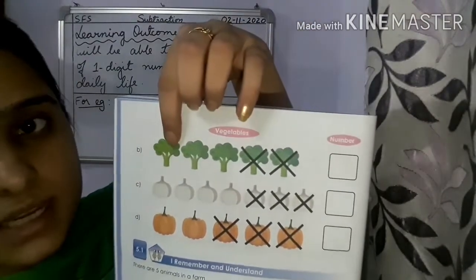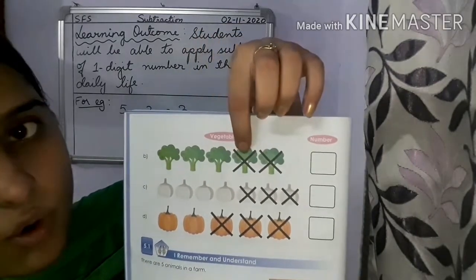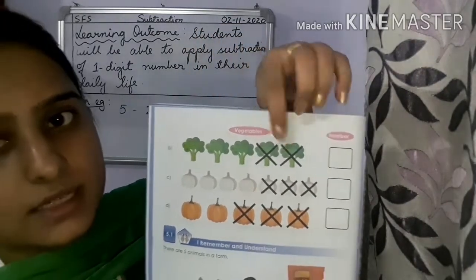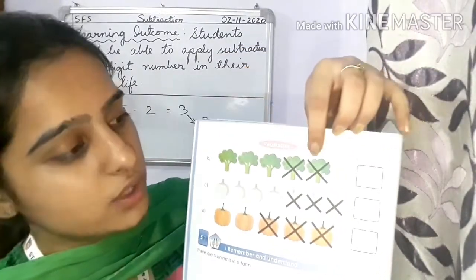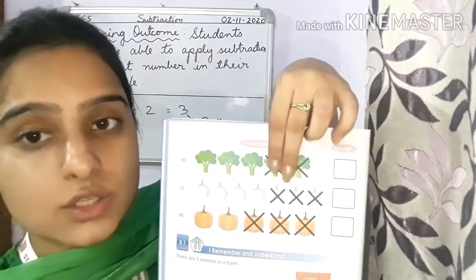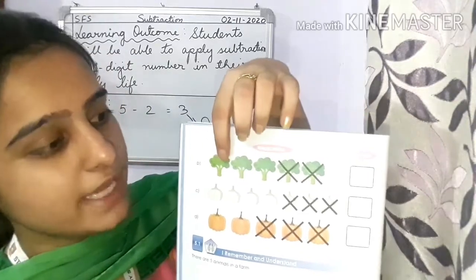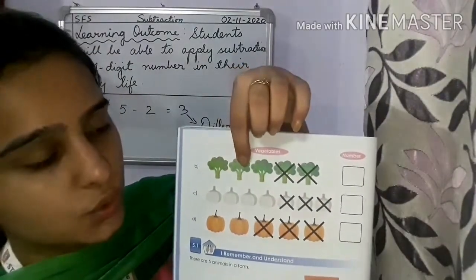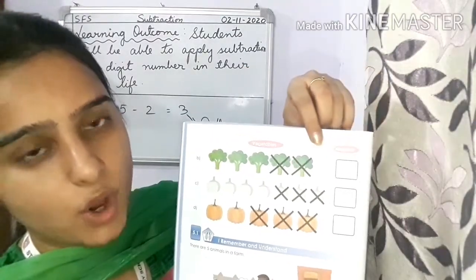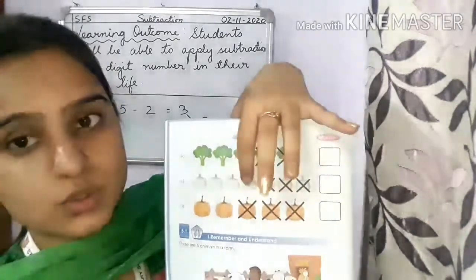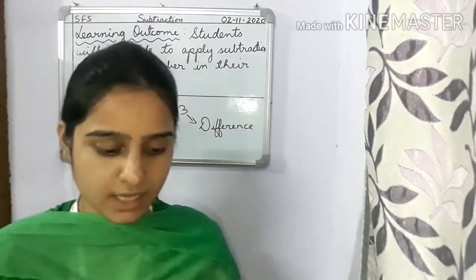Next. Again, the next vegetable, children. In total how many vegetables are here? 1, 2, 3, 4, 5. Here are 5 vegetables, right? Out of these, 2 are cancelled. So how many remain? We will count again the remaining ones. 1, 2, 3. So you write the answer 3 in this box. It applies to the other 2 also, children. This is how you have to do it. Clear? It's very easy.